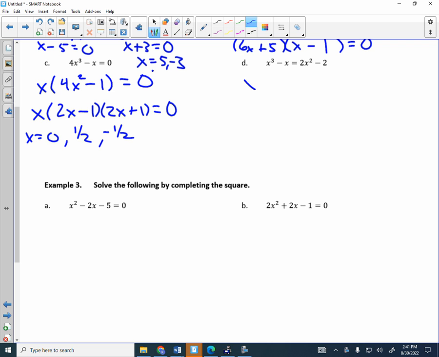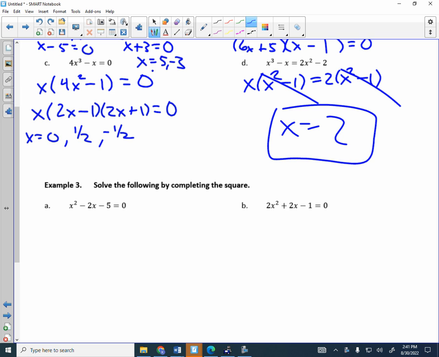Hey, I got it. I'll factor out an x, and I'll factor out a 2. I'm going to divide them off. They're gone away. x equals 2. Done. Woo! That's not true. Really? You said x is not 2? You don't know. x is 2, folks. x is 2.